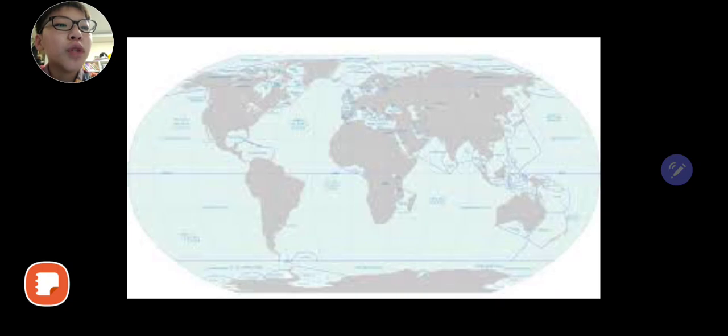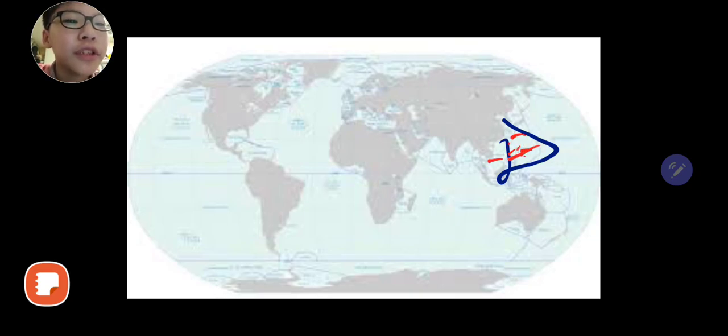Some people actually rumor that this Bermuda Triangle is where we will find the lost city of Atlantis, somewhere around here. And these dots are all the possible locations for the lost city of Atlantis, if it does exist. Literally all around the Bermuda Triangle.